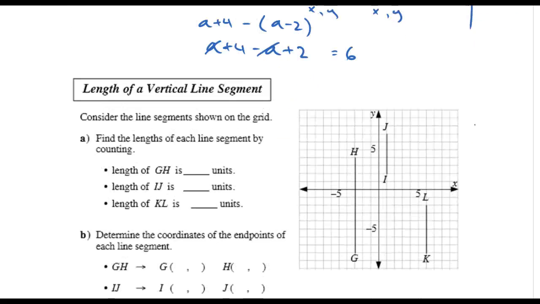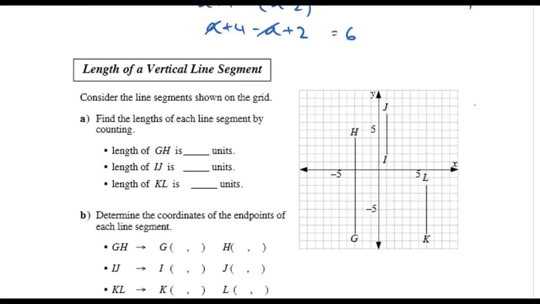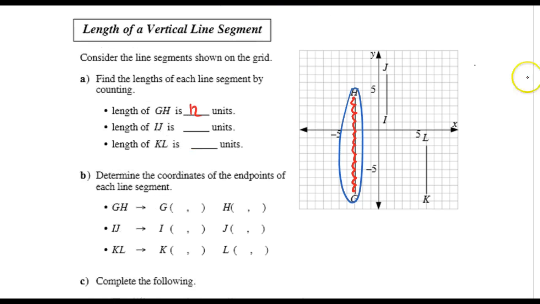Okay. All right, vertical line segments use basically the exact same strategy. If I were to do this one here, GH, I can count the number of spots: 1, 2, 3, 4, 5, 6, 7, 8, 9, 10, 11, 12. Well, that's going to take a really long time. Or I can just take the bigger coordinate, which in this case is 4, minus -8 to get 12. So the same strategy works for vertical lines as it does for horizontal lines, except now we're looking at the y-coordinate.